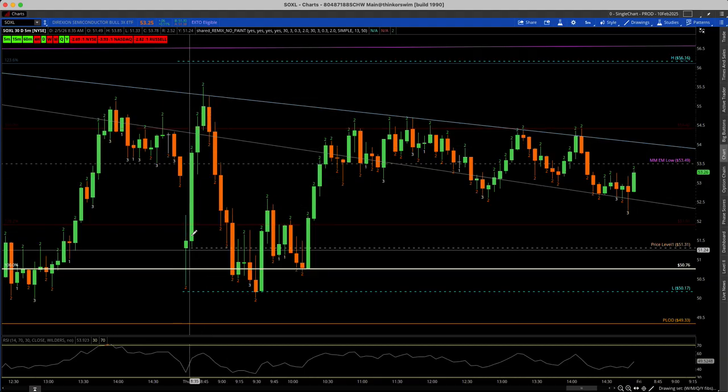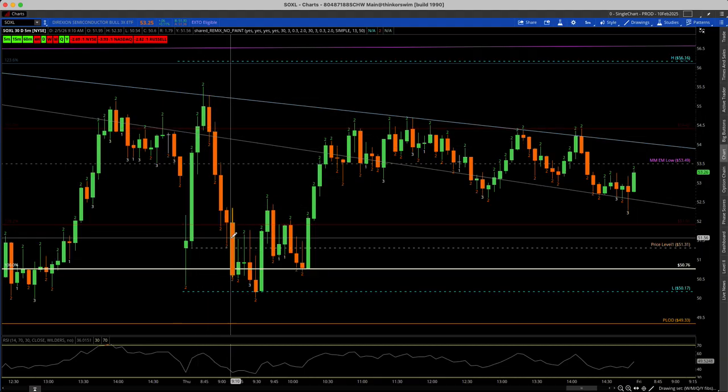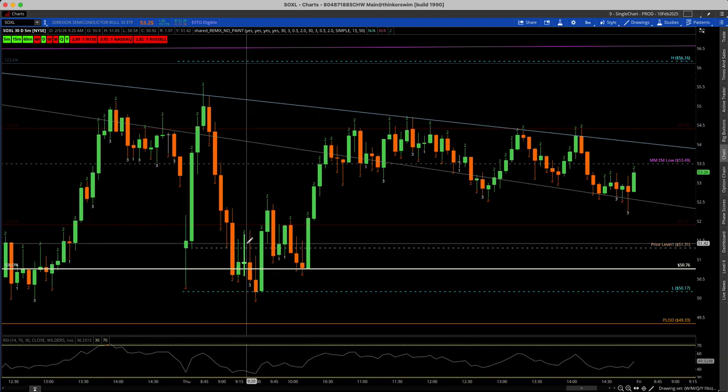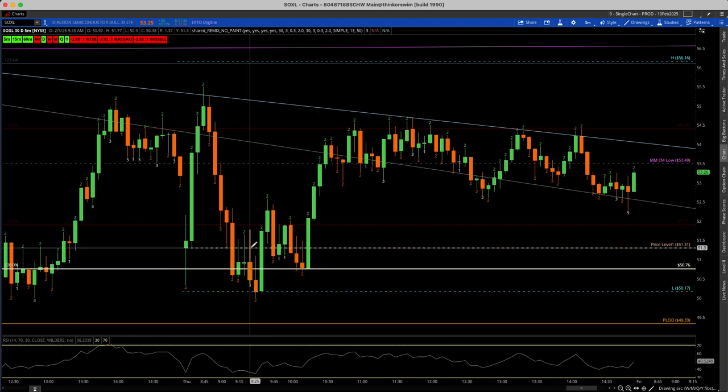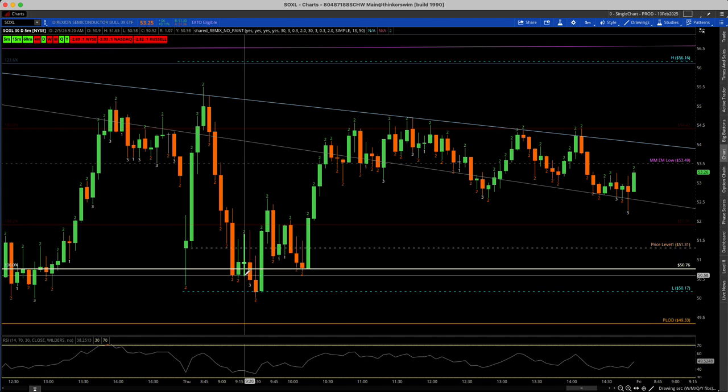Thin structure here on the way up was easily retraced. And then we came down here and we made a lower high at the opening print level. So we went ahead and took that, right?